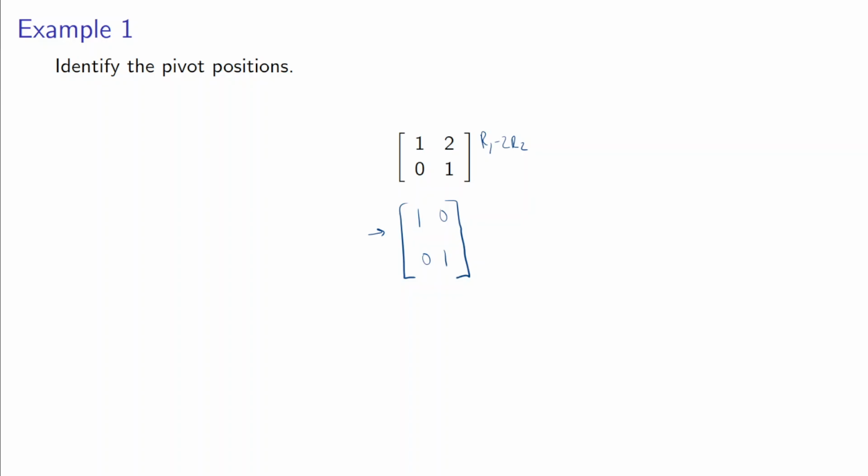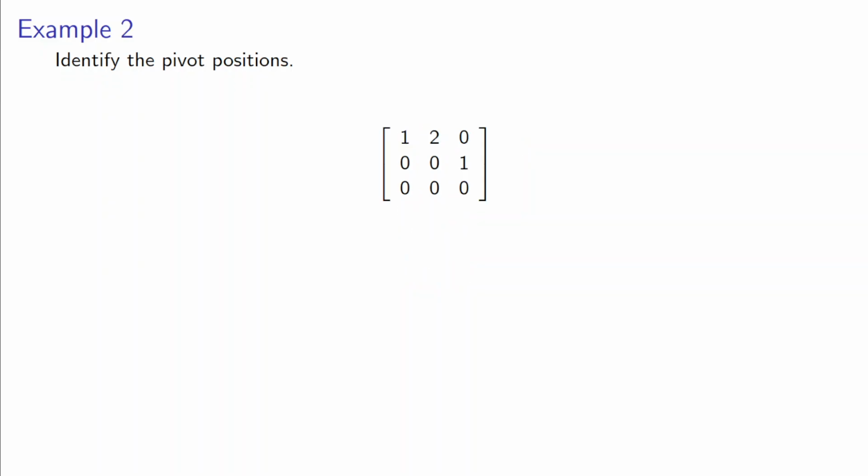And then we can identify our pivot positions. So our pivot positions are going to be, again, these positions of the leading ones. So in this example, here's a leading one and here's a leading one. So actually the pivot positions, when we look back at that original matrix, are where those two ones were.